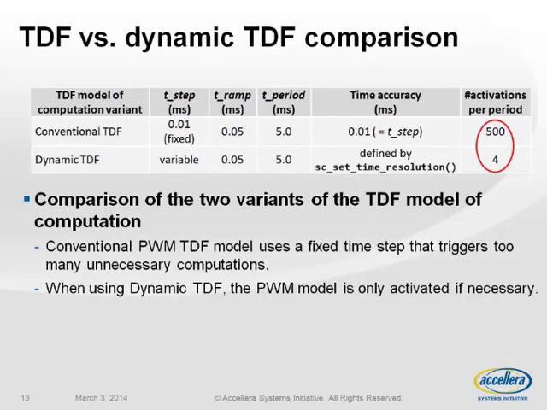So by using the knowledge you have about your system, you can thus enormously improve performance of your system by reducing the number of activations per period of your model by a factor of more than 125 times. So instead of 500 activations, you would have just 4 activations per period. And this extremely helps you in the performance of your simulation.